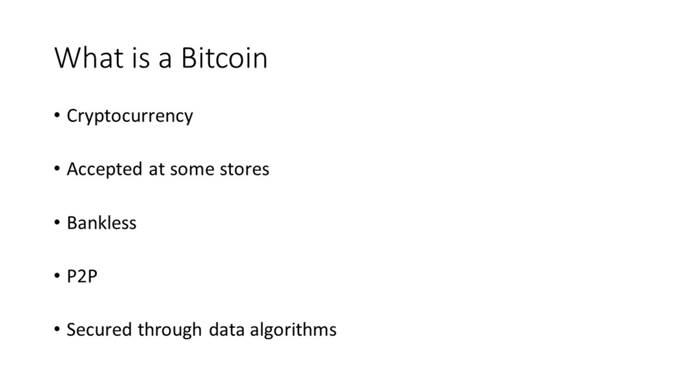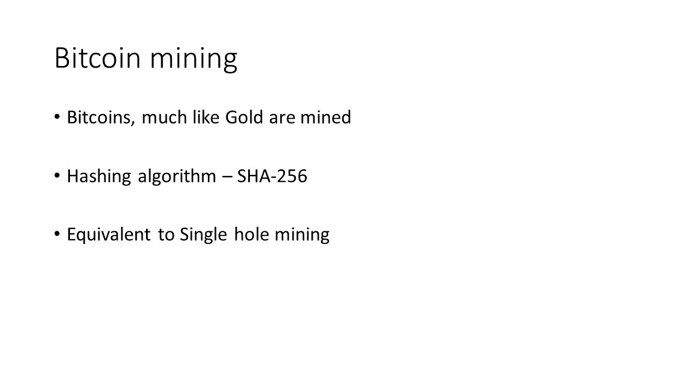Specifically, they use peer-to-peer networking to manage transactions. This allows for a bankless currency, meaning that, unlike the US dollar, no bank has to be involved with online purchases. This creates anonymity of transactions between users. The entire system relies on a data hashing algorithm to keep everything secure. We'll talk about hashing algorithms and how they work in a bit.